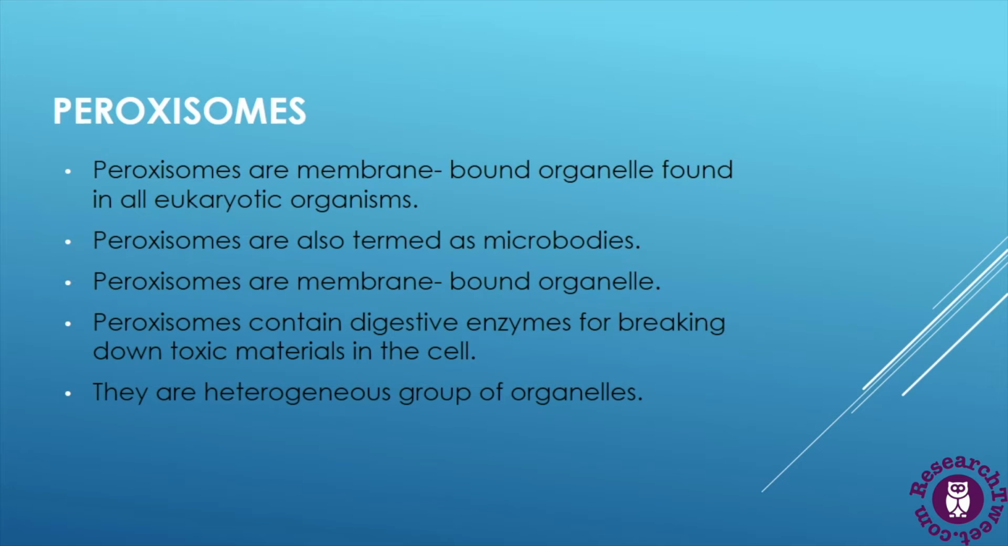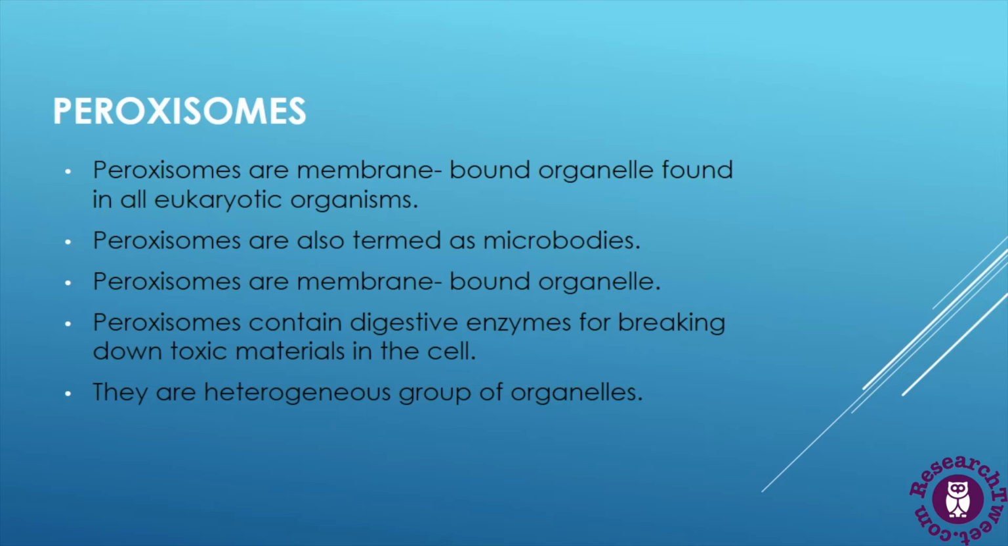So now let's understand some characteristic features and the structure of peroxisomes or microbodies. The peroxisomes are membrane bound organelles which are found in all eukaryotic cells, but they are not found in the prokaryotic cells. Peroxisomes can vary in shape, size and number depending upon the energy needs in the particular cell.